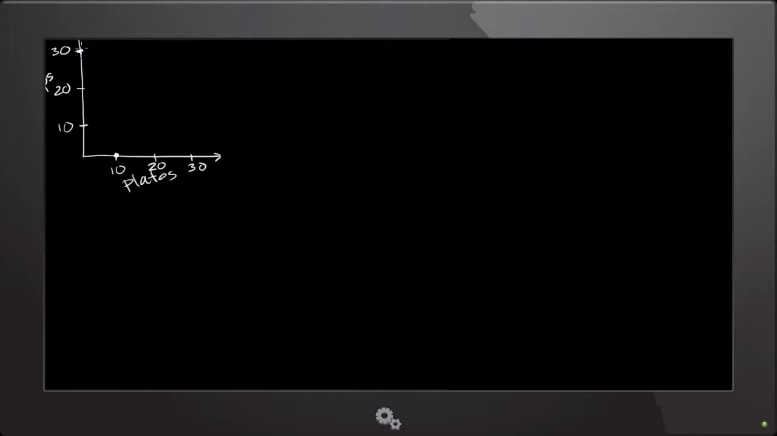Let me draw it a little bit to actually connect the two dots. I want to make it look more like a line. So that's about as good as I can do. So that right over there is the PPF for Charlie. Now let's think about his opportunity cost. And because this is a linear PPF, his opportunity cost does not change. The slope of this line is not changing.